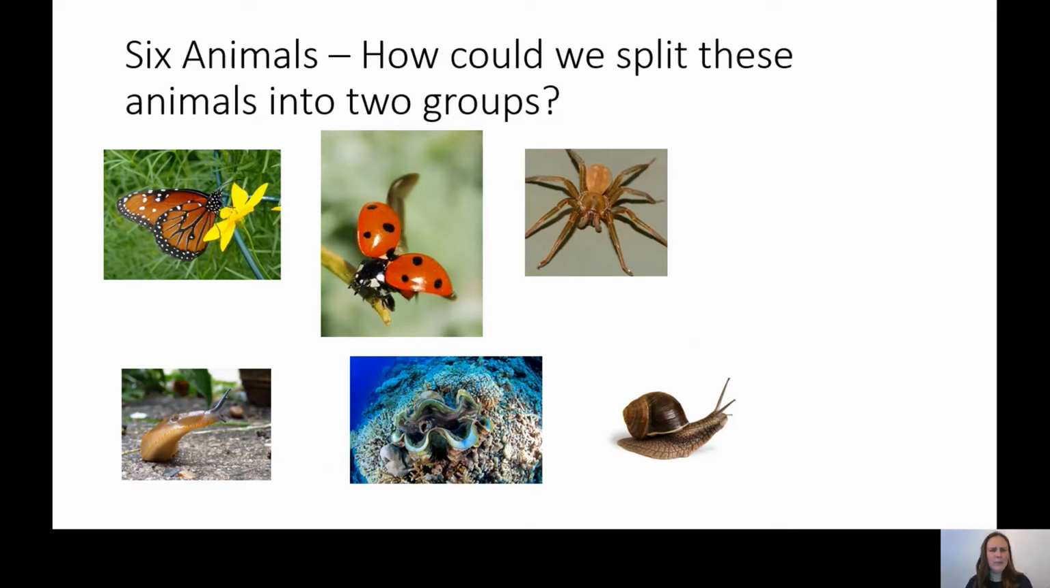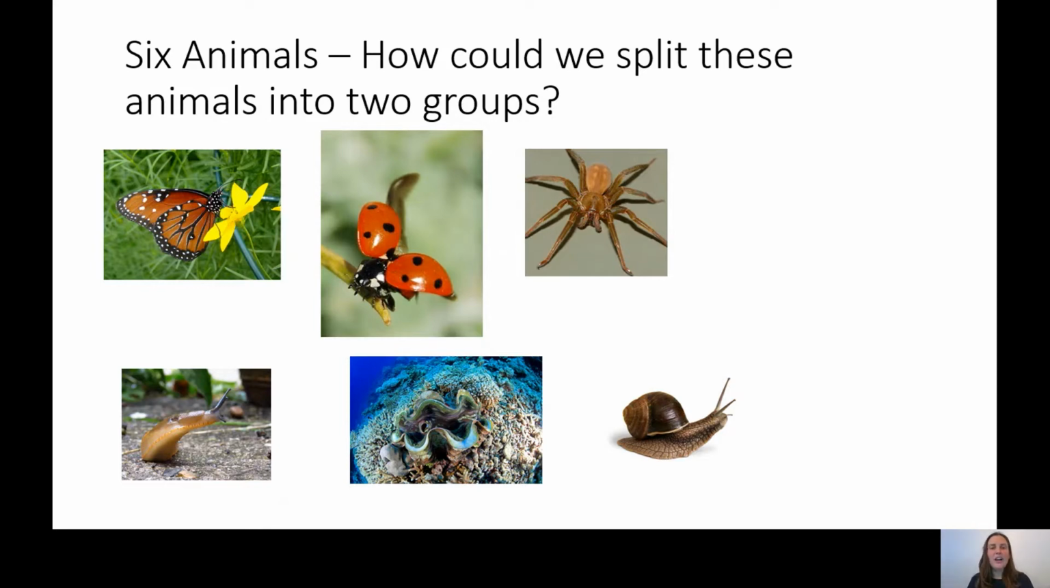How could we split these animals into 2 groups? What type of questions could we ask? I'm going to give you 20 seconds to have a little think about that. Excellent, Year 2. There's lots of questions we could ask. We could ask whether the animal has legs, like the example we had earlier. We could ask the question, does this animal have wings? We could ask a question, is this animal an insect? We could ask the question, is this animal a mollusk?